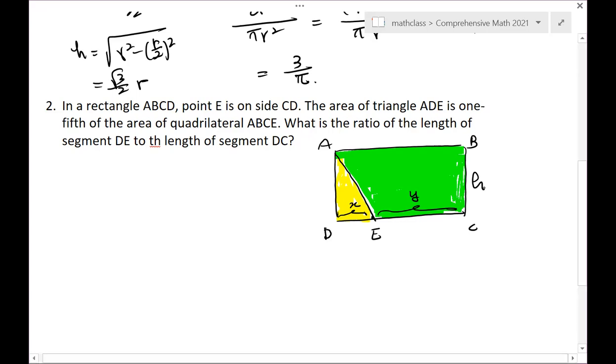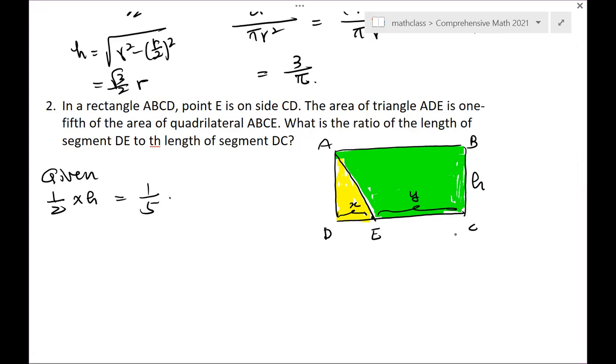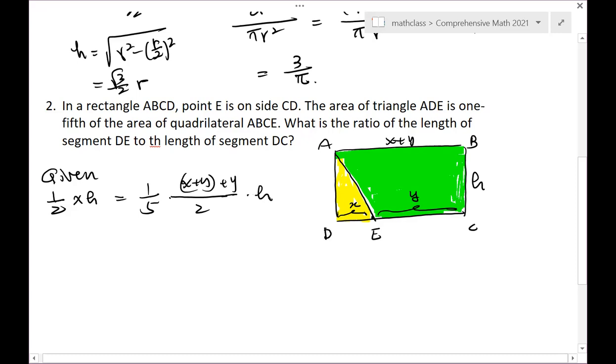Given information: the area of the triangle is 1/2 times X times H, and this should be equal to 1/5 the area of what? The area of the trapezoid. So this side is X plus Y. The area of a trapezoid is the average of the two bases, X plus Y and Y, times the height. Okay, that is given.